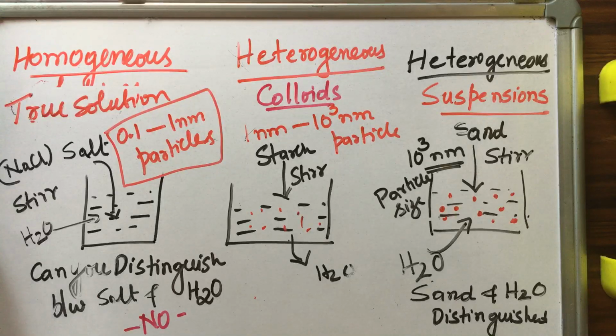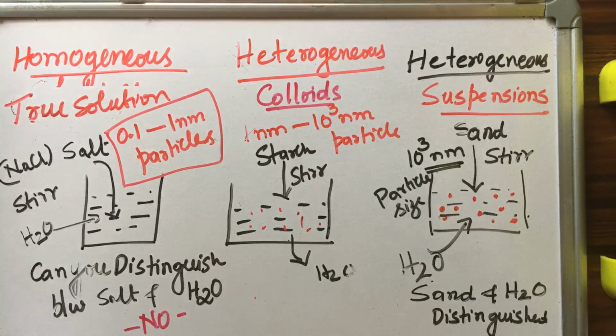Is this clear, students? You need to remember all these things. When you stir certain substances in water, either we may see it or not, and it may settle or not. When salt is dissolved in water, we cannot see the salt particles even under a powerful microscope. The particle size is in the range of 0.1 nanometer to 1 nanometer. We call such things homogeneous, a true solution.